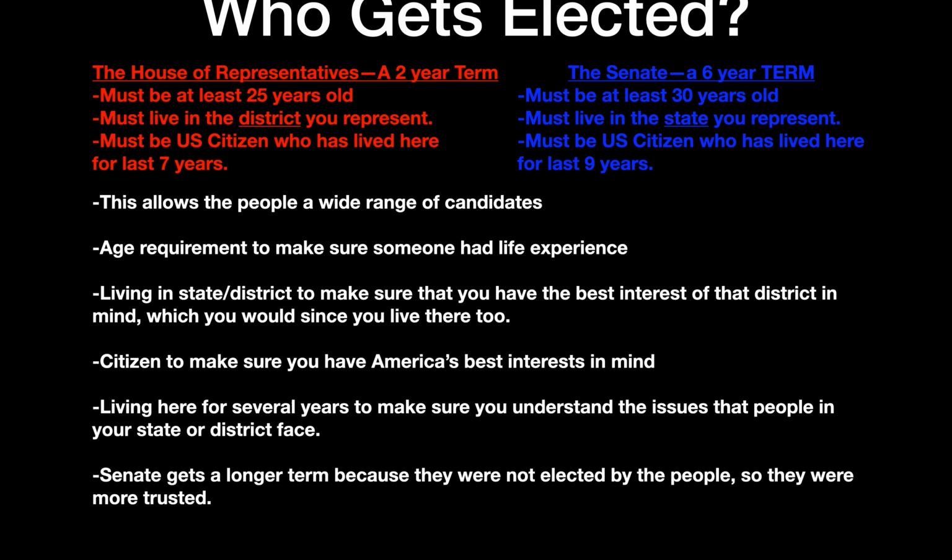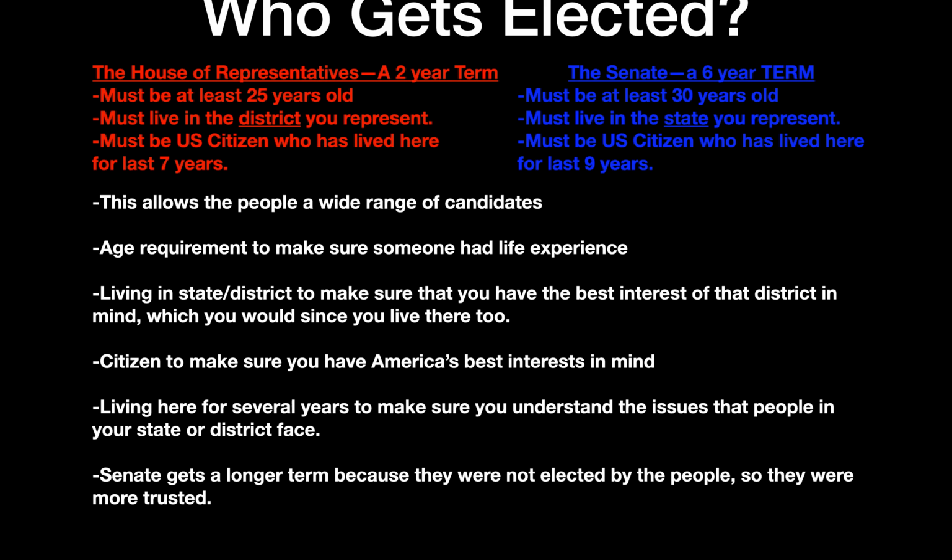The House gets a 2-year term, meaning that when you're elected, you're there for 2 years until you have to face the voters again in an election. For the Senate, again, we trusted them more. They got a 6-year term. To be in the Senate, you got to be a little older, 30 years old. You're still going to live in the state you represent, not the district. Again, I'll explain that. And you got to be a citizen who lives here more than 9 years. So we raised the bar a little bit there, too.